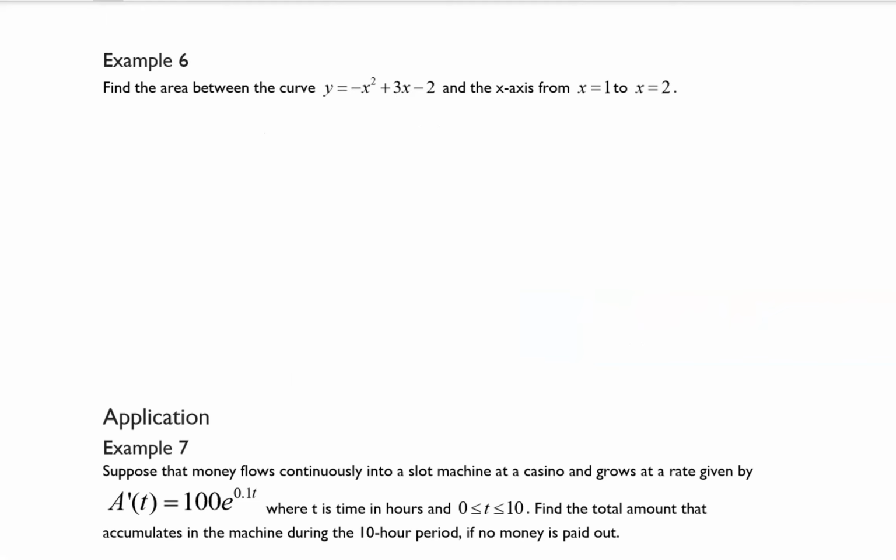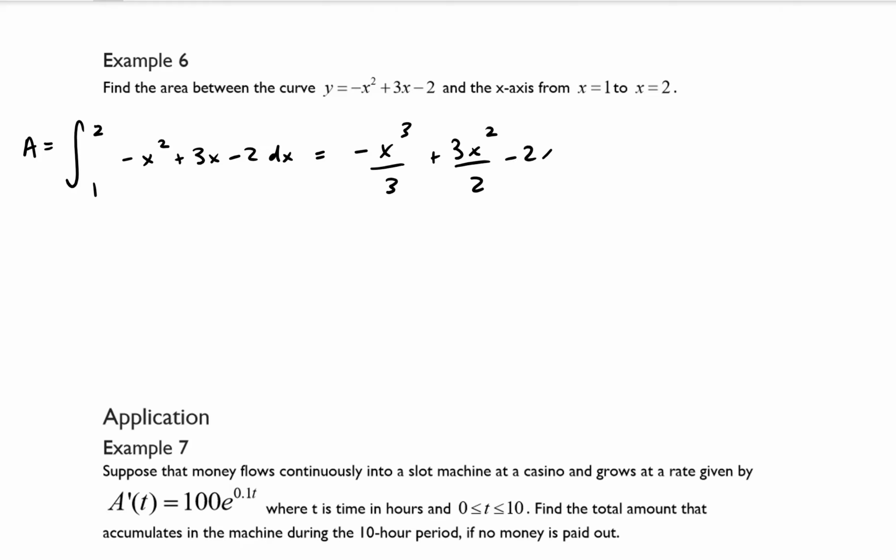Example 6 says, find the area between the curve y equals negative x squared plus 3x minus 2 and the x-axis from x equals 1 to x equals 2. So we're just wanting to find the area is equal to the integral of our function dx, and so that's going to be negative x cubed over 3 plus 3x squared over 2 minus 2x evaluated from x equals 1 to x equals 2.